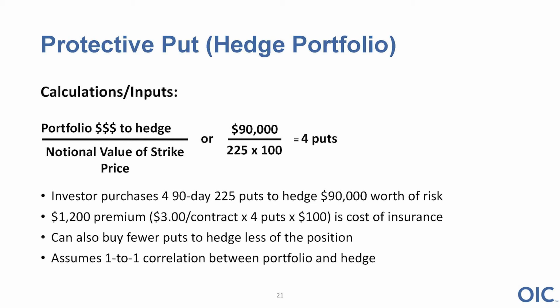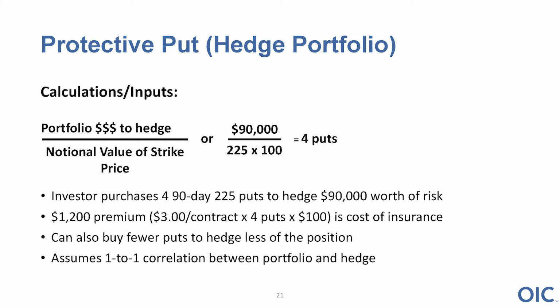So remember, each contract costs us $3, or $300, so we have to buy 4 of them. So this is going to cost us $1,200 for the premium for this type of insurance, or 1.2% of the value of our portfolio, our $100,000 portfolio.